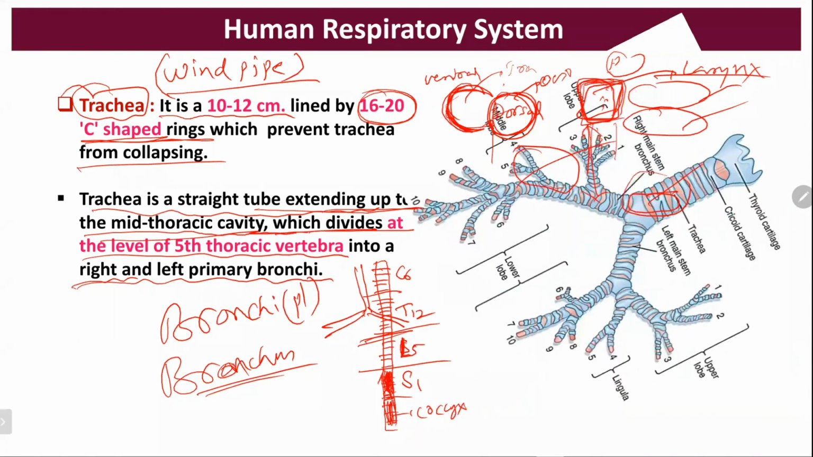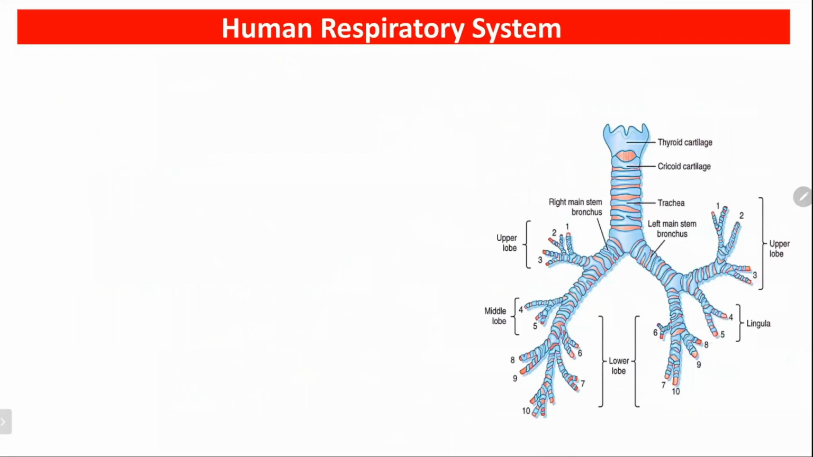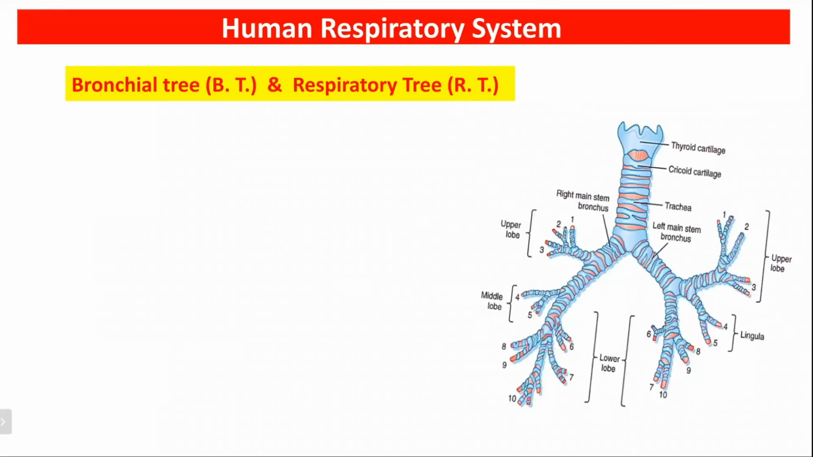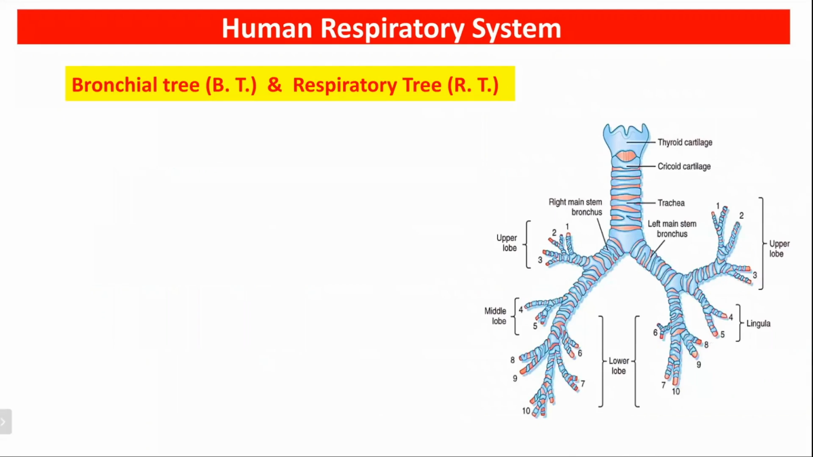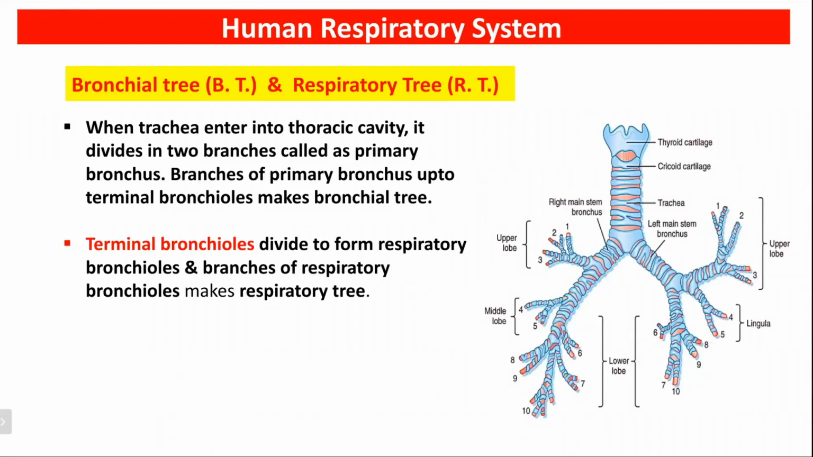Now let us try to understand some other aspects, students. Human respiratory system we are discussing, right? You can see this is the trachea and its branches I have shown. So while discussing the human respiratory system, you will come across 2 terms, students. One is the bronchial tree, short form BT, and another one is the respiratory tree, RT. RT stands for respiratory tree. BT stands for bronchial tree.